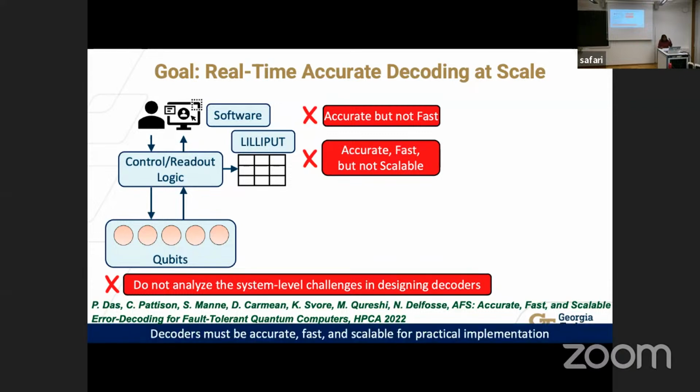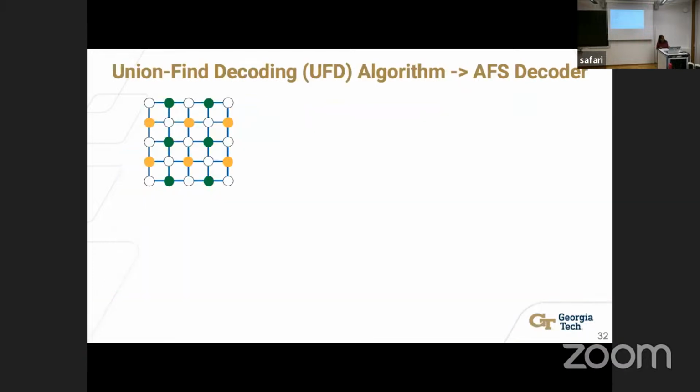And the key takeaway was that you don't just focus on the latency or accuracy, but you also want to have this notion where you're finding ways to scale this at the system level, where you're dealing with many logical qubits. And so we started off with the union find decoding algorithm, and that is what translated into what I call the AFS decoder. Not very creative: it's an accurate, fast, and scalable decoder.